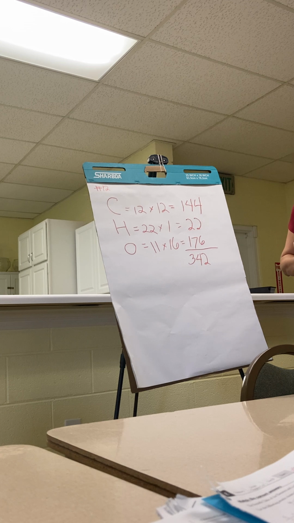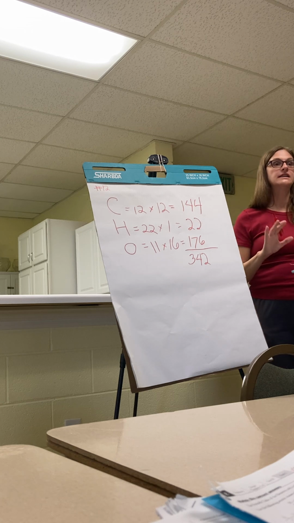Grams or AMUs? If we had a whole mole of it, that 6.02 times 10 to the 23rd number of molecules, it would be 342 grams. But if we only have an atom of it, it would be AMUs. Atomic mass units.